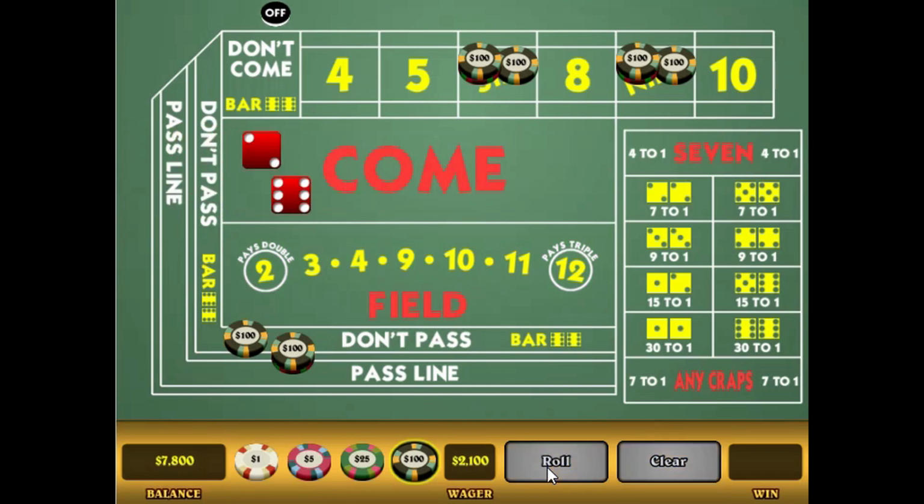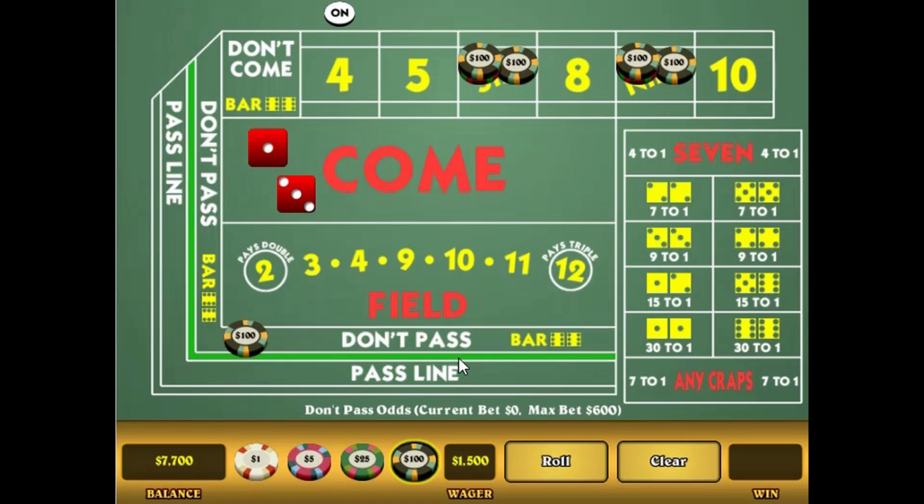5, nothing happens. So there's an 8. So I just lost my don't pass bet and the associated odds. So I've only got money now on two numbers, the 6 and the 9. So because I'm not at 3, I'm going to make a don't pass bet since it's a come out roll.